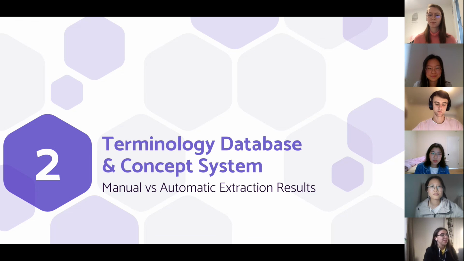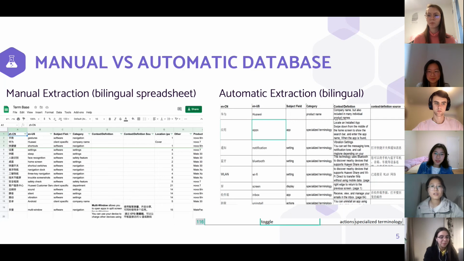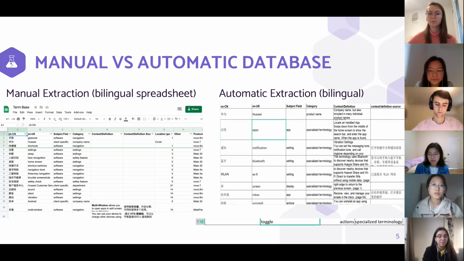Now moving on to talk about the terminology database and the concept system. Yeah, these are our 2 bilingual term bases. And there are some differences between the manual database and the automatic database. First, in quantity, during manual extraction, we usually focus on the characters in a bold font or header, while Sketch Engine automatically goes through the whole text and extracts as much as it can. So automatic extraction can bring more results.